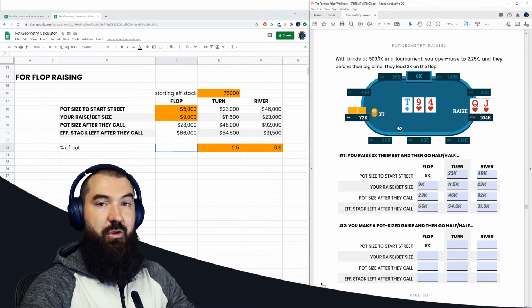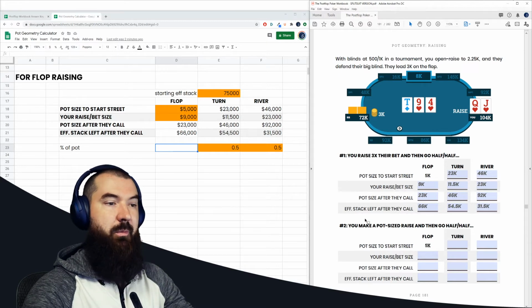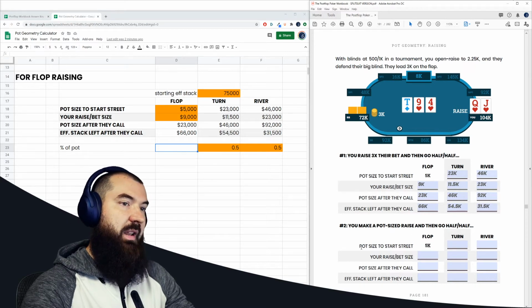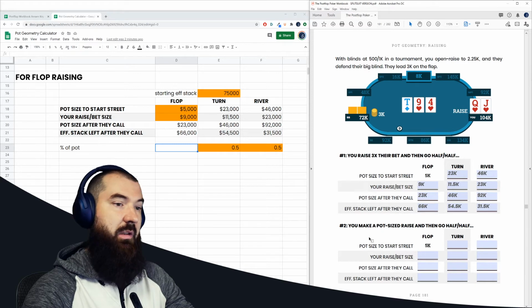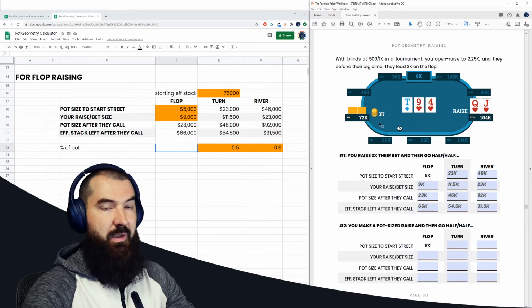Now let's do number two together. All right, so the question for number two is you make a pot size raise on the flop and then go half-half on the turn and river. If you've never done this, how the heck do I figure out what a pot size raise is? Pot size bet's nice and simple, but a pot size raise can be a little tricky. The trick is 3 times their bet size plus the tail, so essentially whatever was left over.